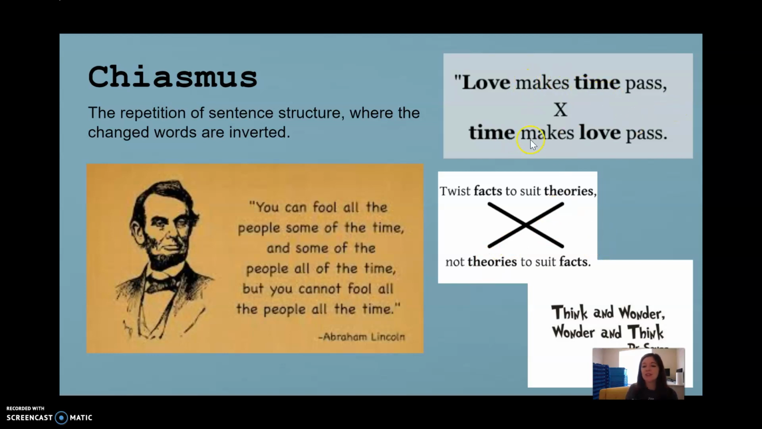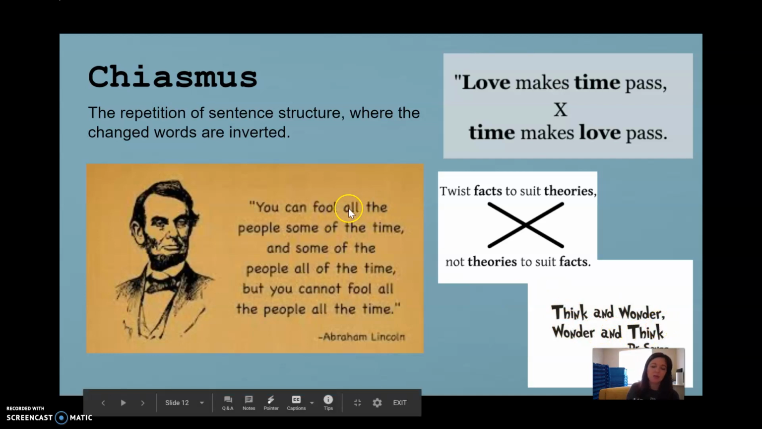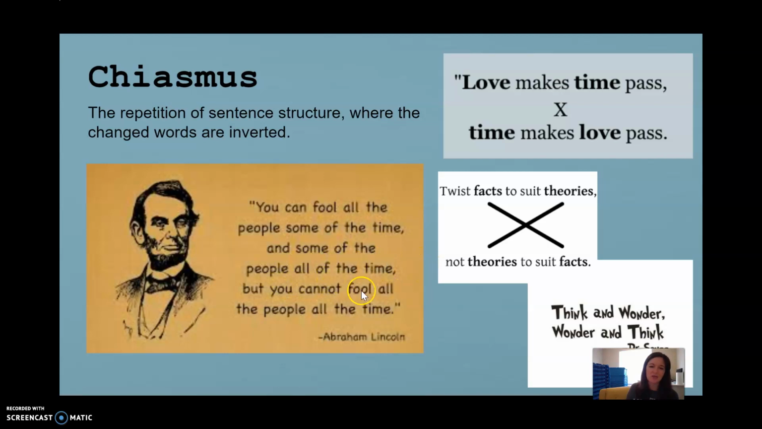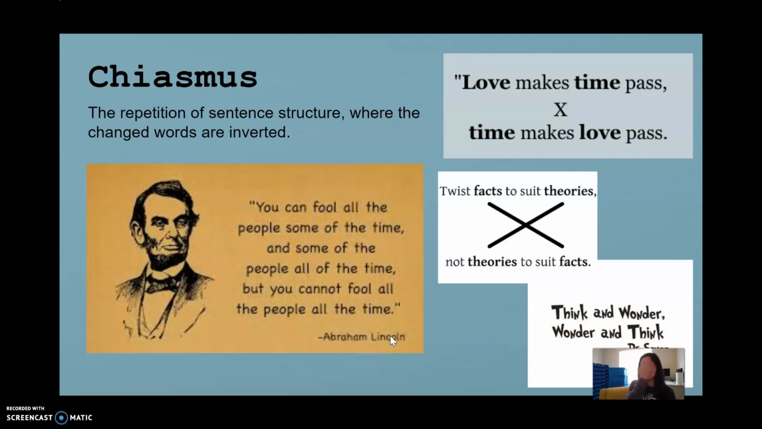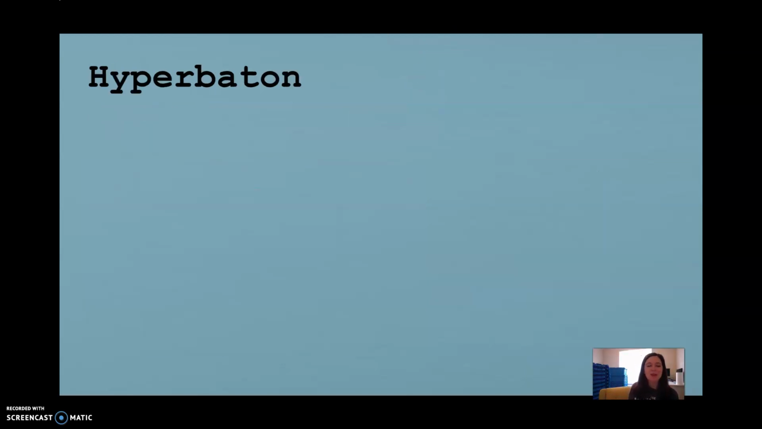Love makes time pass, time makes love pass. Think and wonder, wonder and think. You can fool all the people some of the time, and some of the people all of the time, but you cannot fool all of the people all of the time. It's very clever, Abraham Lincoln. And so in these instances, the cleverness comes from these inversions of words. Yeah, chiasmus is the hard one to create. So if you're able to do it, good job. It's a tough one.